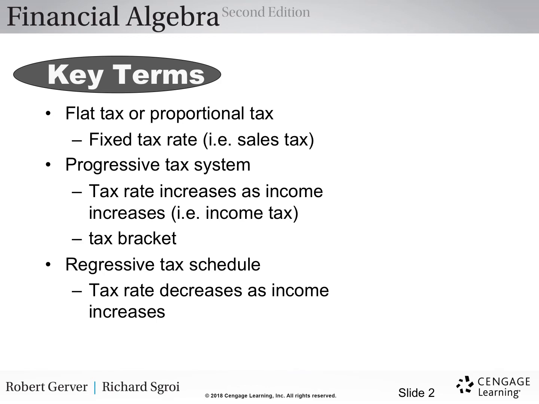And the last of these is a regressive tax schedule. This is where the tax rate decreases as the income increases. This is almost never used. I don't know of any examples of a regressive tax schedule.